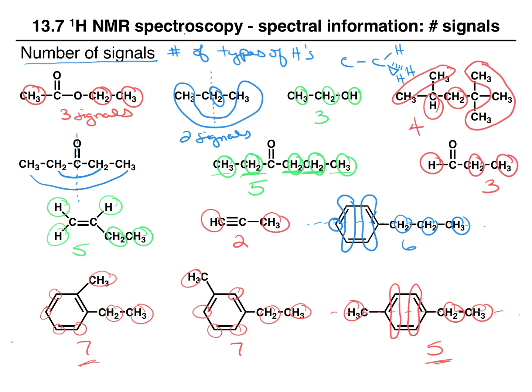So with this set of compounds, we've looked at a number of examples where there is symmetry, where there is not symmetry, and we need to think about the different environment, which leads to different types of hydrogens, which leads to different signals.